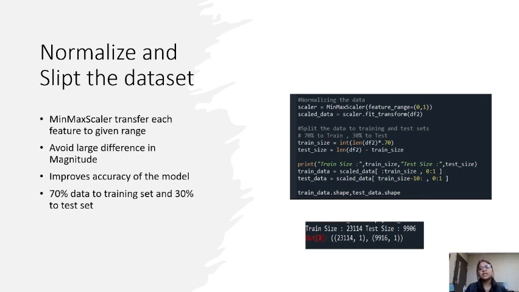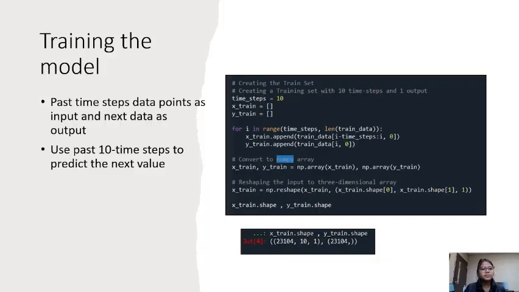Then the normalized data is split into training and testing data. I have given 70% of the data to the training set and 30% of the data to the testing set. Looking at the dimensions of our data, it can be seen that around 23,000 of the data is given to the training set and around 10,000 of the data is given to the testing set.